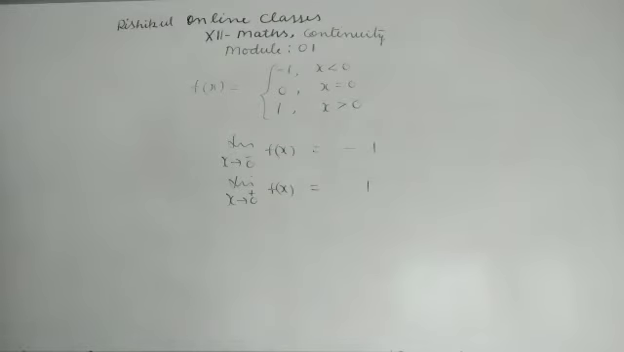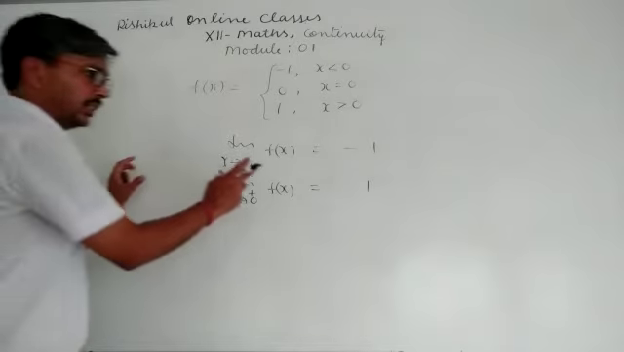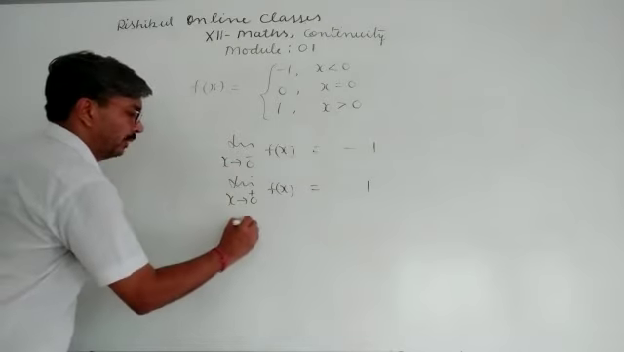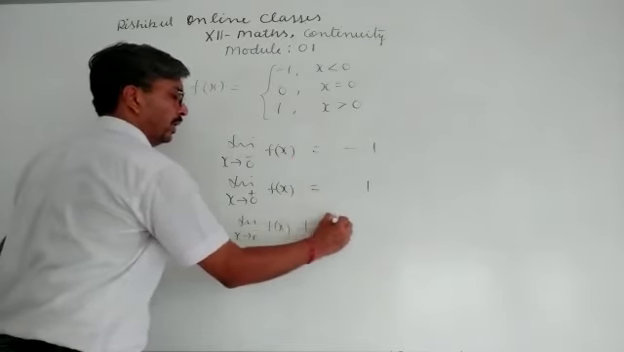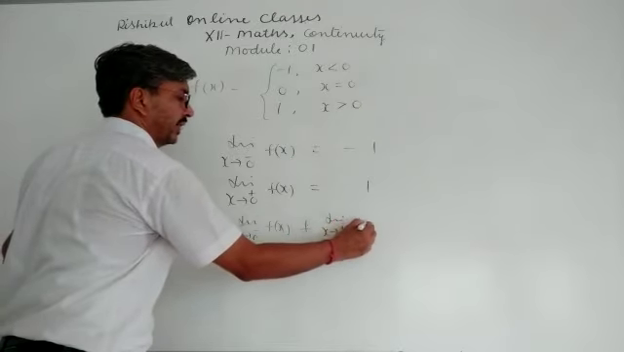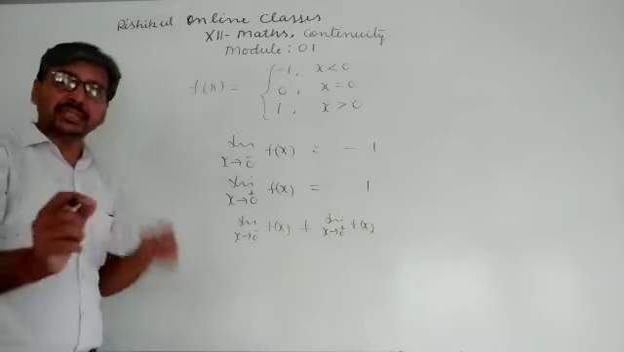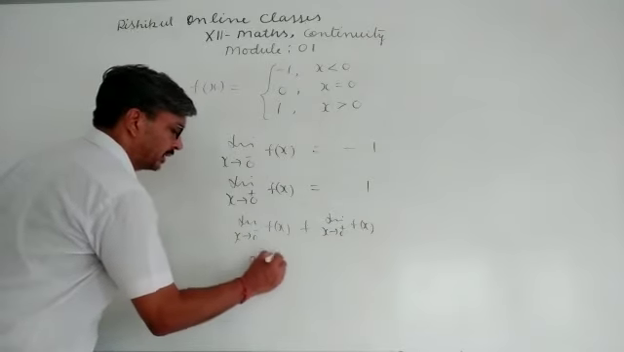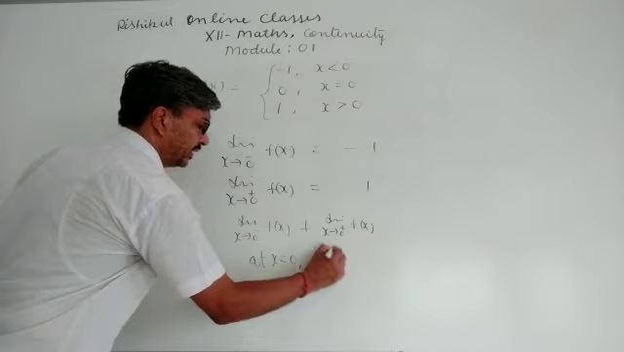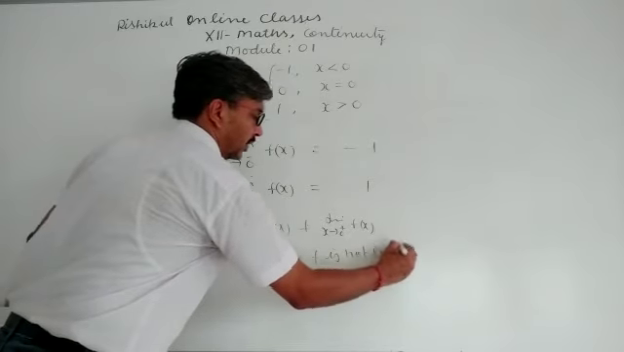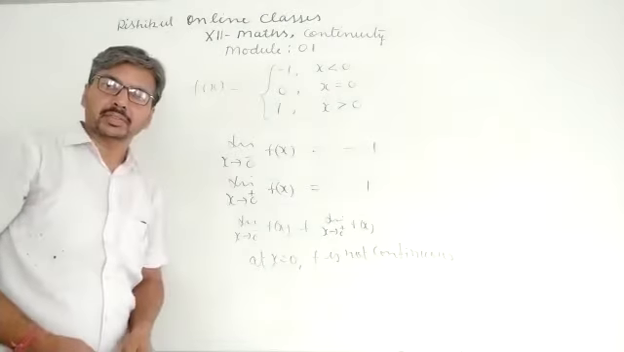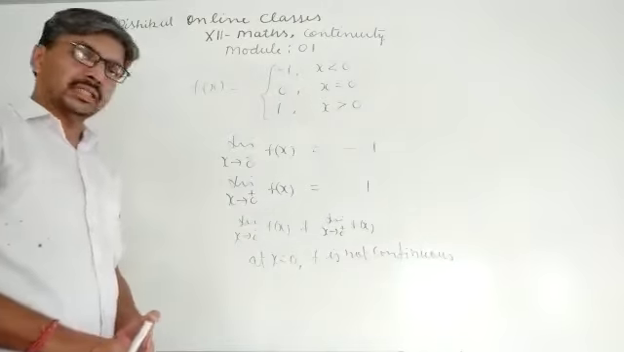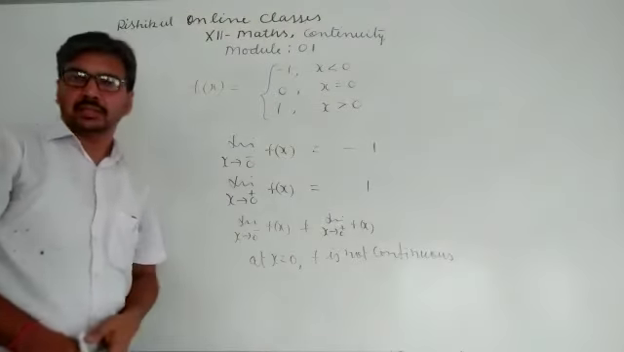It means in this question the limit of the function does not exist because limit x tends to 0 minus f(x) is not equal to limit x tends to 0 plus f(x), and hence we will say that at x equal to 0, f is not continuous. F is not continuous. So we will do the questions by using this method.